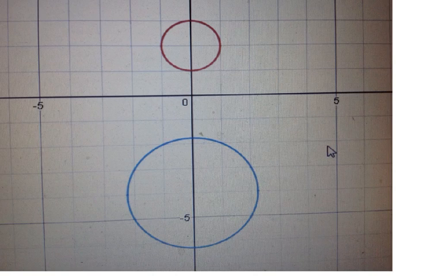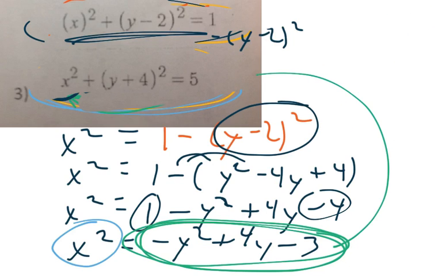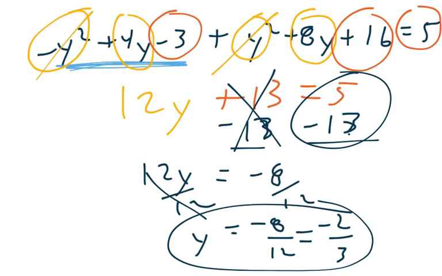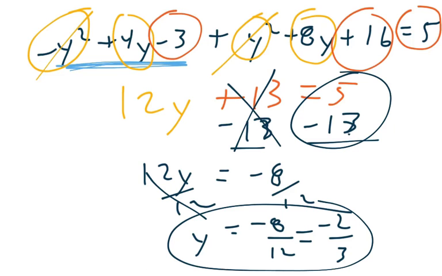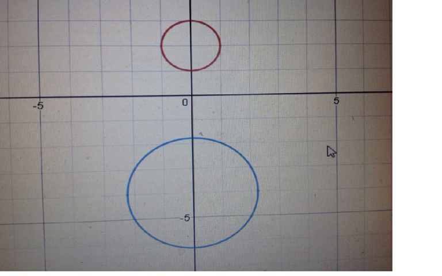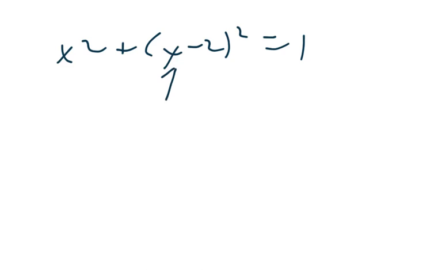So I have x squared plus (y minus 2) squared equal to 1. Let me make sure I copied it down correctly. x squared plus (y minus 2) squared equals 1, right? And since I know y is supposed to be negative 2/3, I'm going to plug in my negative 2/3. Okay, so now when I plug in negative 2/3, here's what I get.